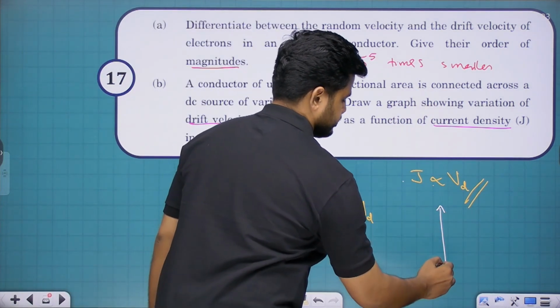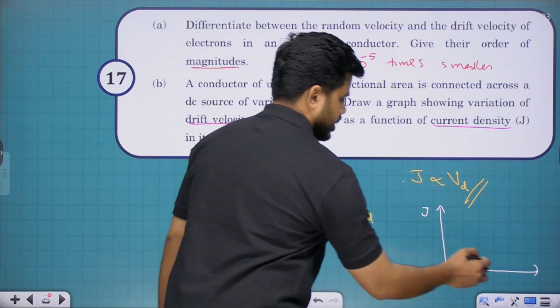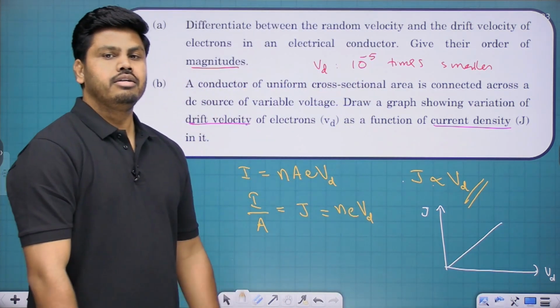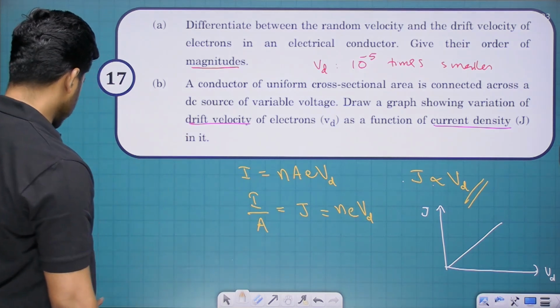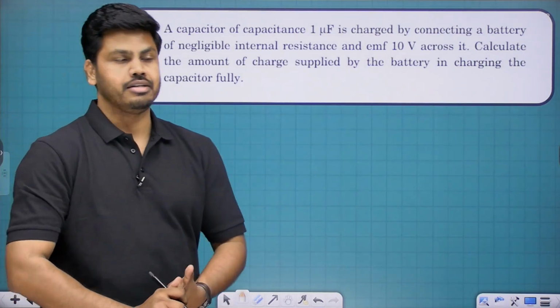How will you draw the graph? If you take J along the y-axis and drift velocity along the x-axis, the graph will be a straight line, linearly proportional. Okay, that was question number B. Hope you got it. Moving on to question number 18.